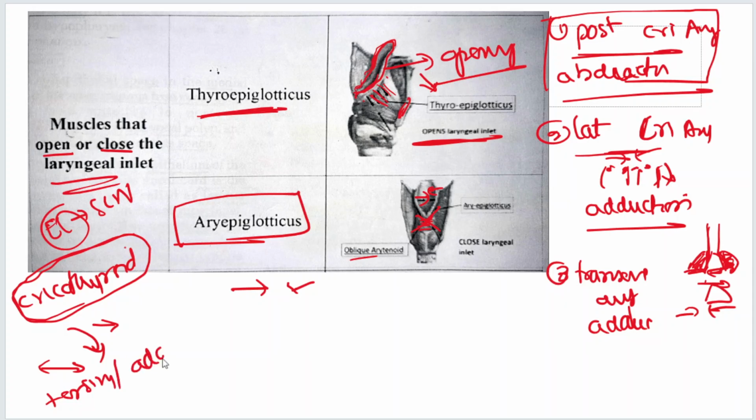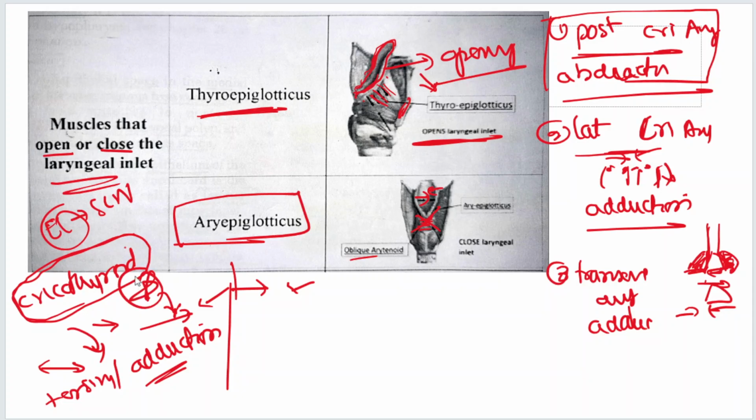It also has an adduction function according to the Wagner and Grossman theory. So that causes adduction and tensing of the vocal cord in unilateral or bilateral recurrent laryngeal nerve palsy, causing the vocal cord to come to the midline. We are going to talk about it later. Okay, so cricothyroid is very important.